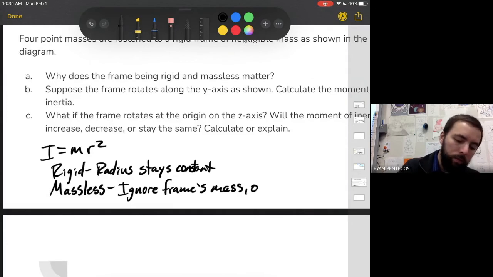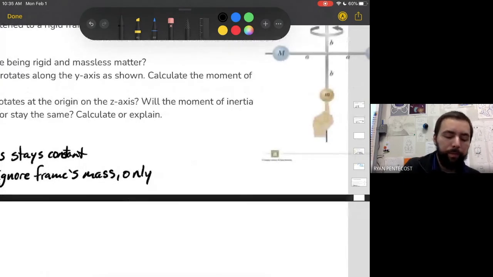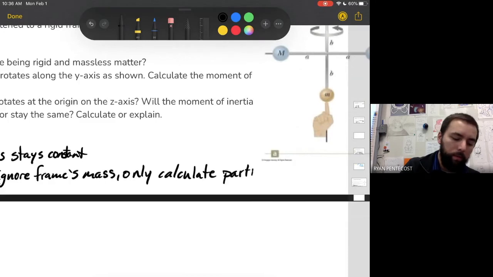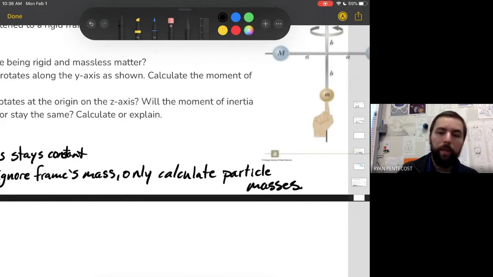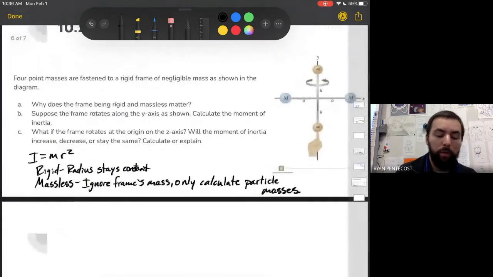Then you only calculate particle masses. So that's going to be really important. It's got to be rigid. It's got to be massless, because if it's not, then the M or the R could change at any second, and that would throw a whole new wrench into the problem, right? So good thing it's rigid and massless.